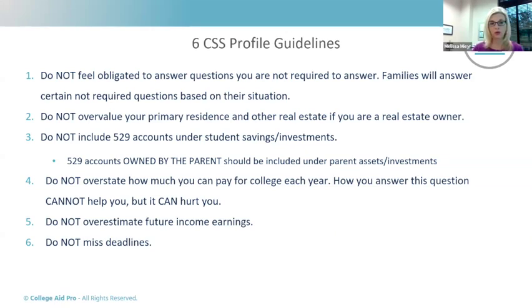Look on different sites to see what the value of your residence is, and don't overvalue that. Also, you are not going to include 529s as a student asset. Student assets are assessed much higher in the formula. They are the beneficiary of 529s, but parents are the owners of the 529s. So you want to make sure that you put that as a parent account.